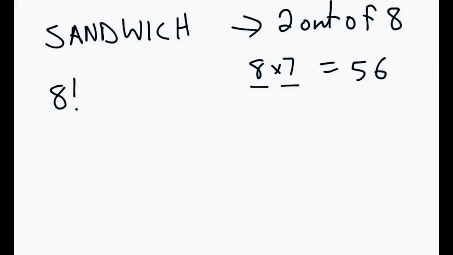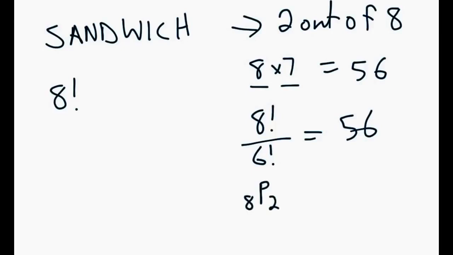If you want to use factorial notation, you'd have to do 8 factorial, but then you have to get rid of all the ones you aren't using, so the 6 factorial. So that would give you 56. Or the easier one is just use, we have 8 letters, and we want to pick 2 of them, and that would give us the 56. So we have basically 3 different methods to do all these questions.